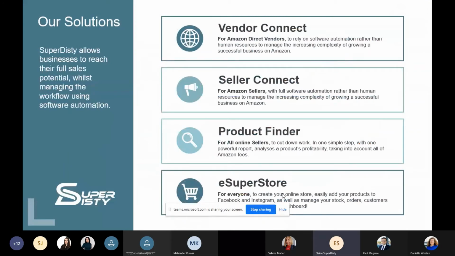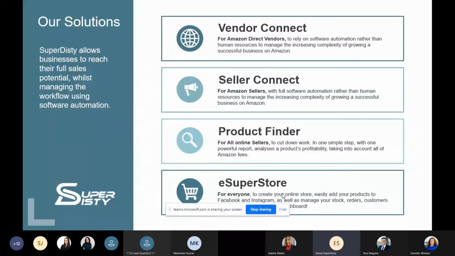Our solutions consist of four products. We have Vendor Connect, Seller Connect, Product Finder and eSuperstore. Vendor Connect is a product that automates all of the processes between Amazon Vendor Central and you or your ERP system. Seller Connect is for Amazon Seller Central, and I'll go through in a minute what the differences are. That is a product that automates the business processes between Seller Central and you or your ERP or your accounting software.